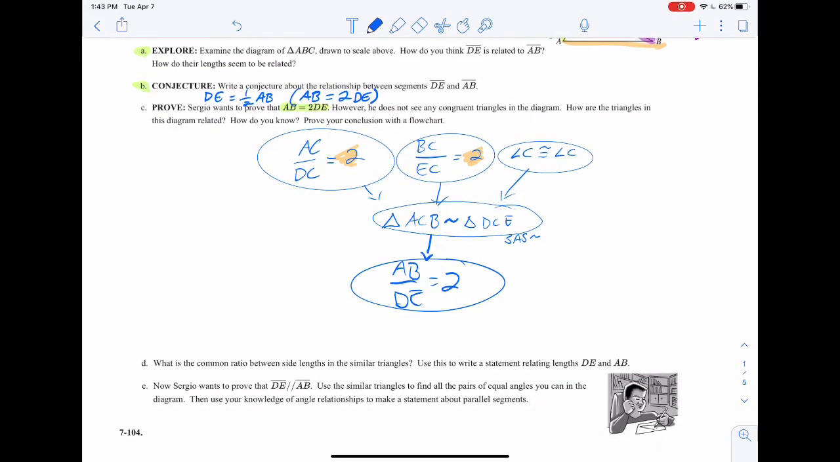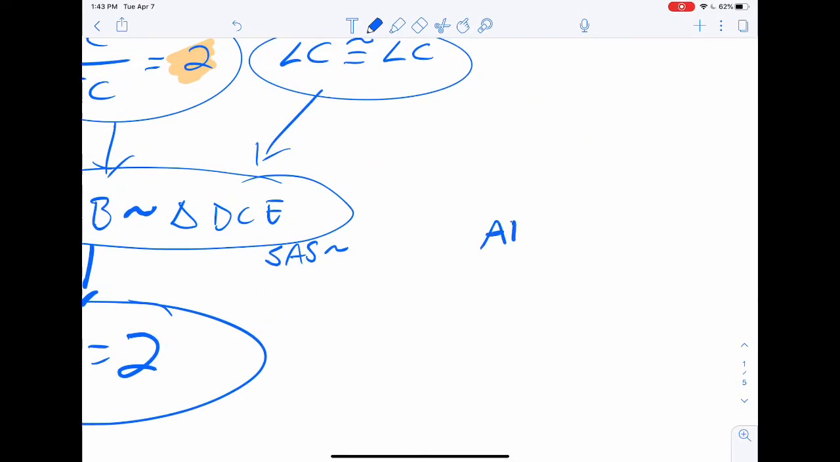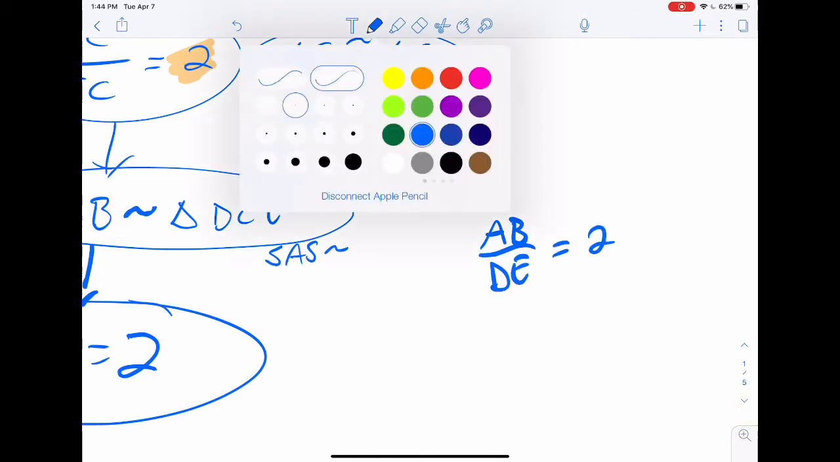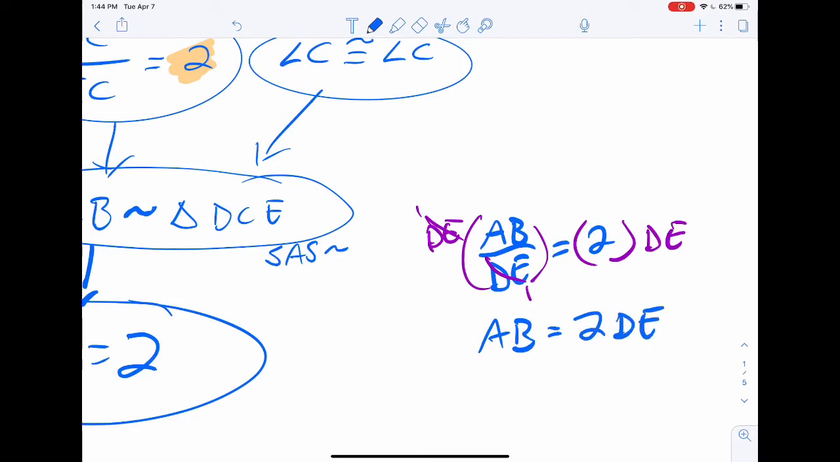Now, we really could leave it like this, or we could take this one step further using algebra. I'll write it over on the side here. If AB over DE equals 2, we could multiply both sides by DE. That would equal 1 over 1, and I would have the result of AB equals 2 times DE.